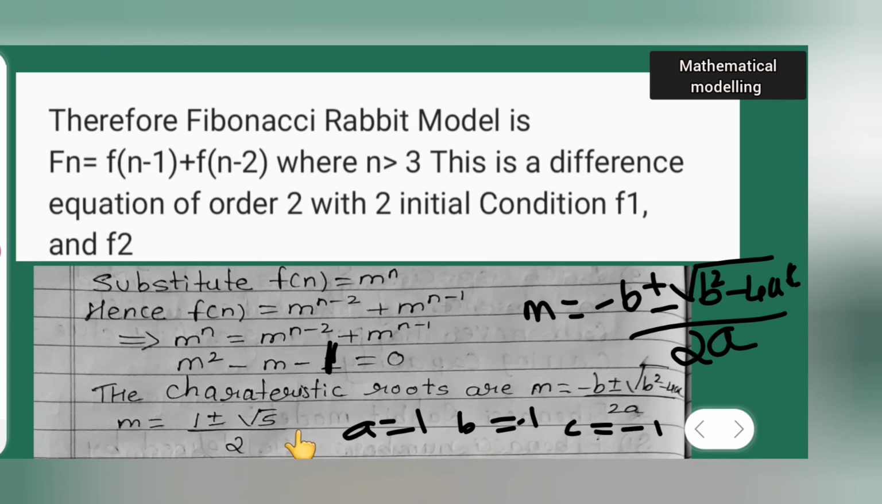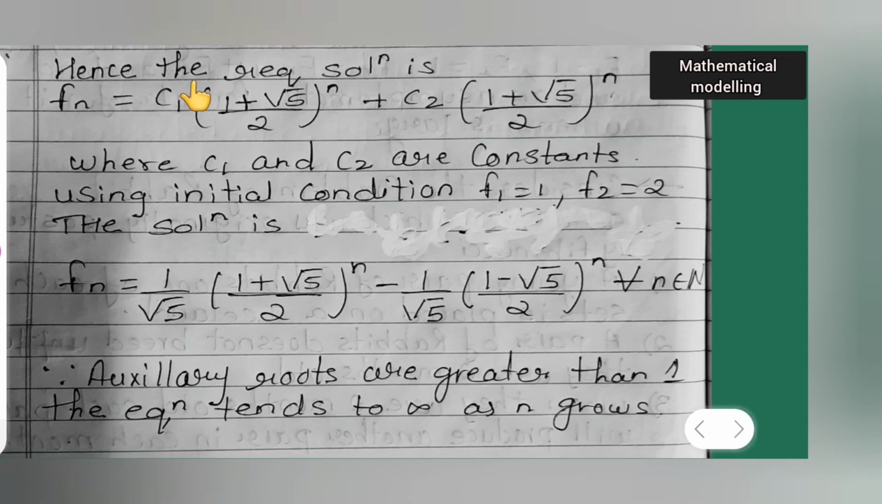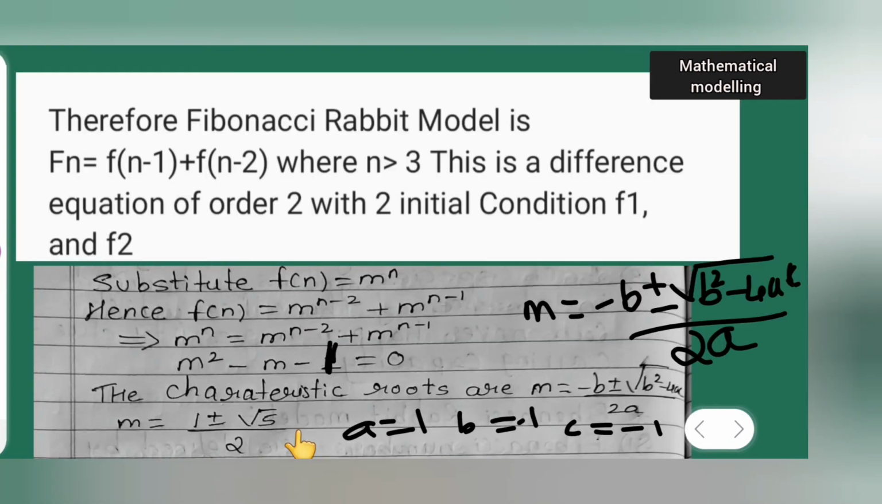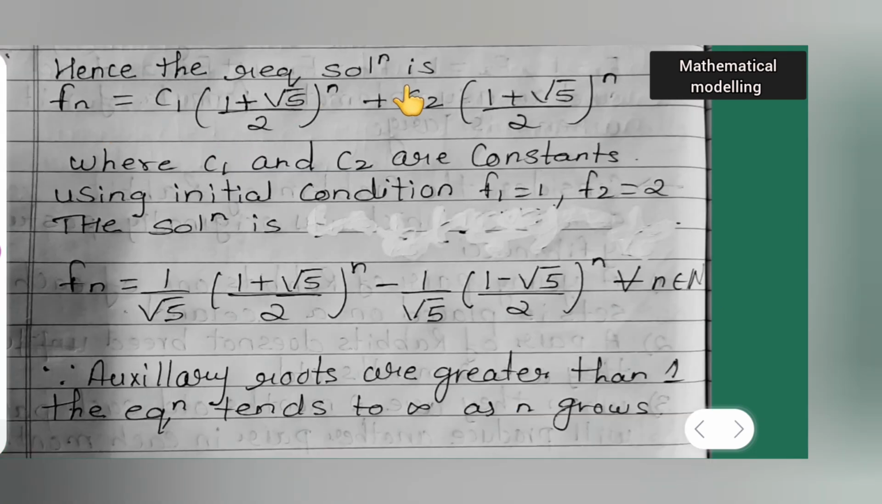I hope you all have understood this part. Next, hence the required solution is Fn is equal to c1 into this. And these were the characteristic roots. Hence the required solution is Fn is equal to c1 into (1 plus root 5 upon 2) raised to power of n plus c2 into (1 minus root 5 upon 2) raised to power of n, where c1 and c2 are constants.